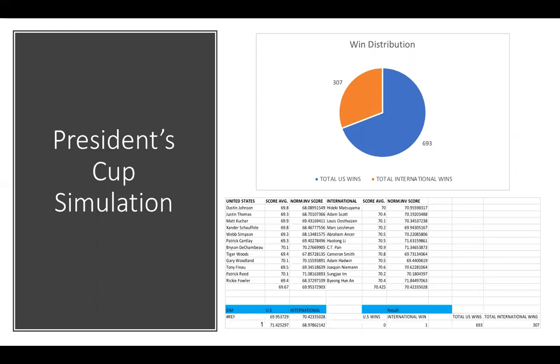So I gathered the average score that each player had on both teams, added them all up and divided by 12 just to get the average per team. As you can see, the average for the United States was 69.67, and the average for the international was 70.425. And in order to do a simulation, I needed random variables, because obviously people aren't going to shoot the same score every time.